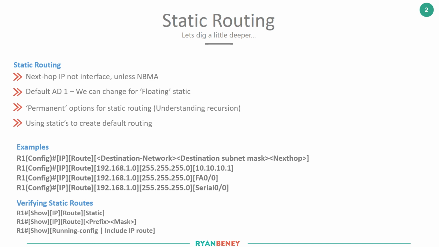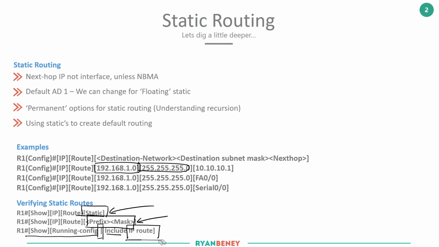And then again, verification, we do the show ip route with the static keyword to show us the routing table with only the static entries. We can do show ip route to a specific destination, so we can do show ip route 192.168.0.10/24, and it would tell us everything we need to know about that route. Or we can say show us the running config, pipe to include any lines that have ip route in them. And this will show us in the running config anything that has the ip route command in, which will only be the static routes.